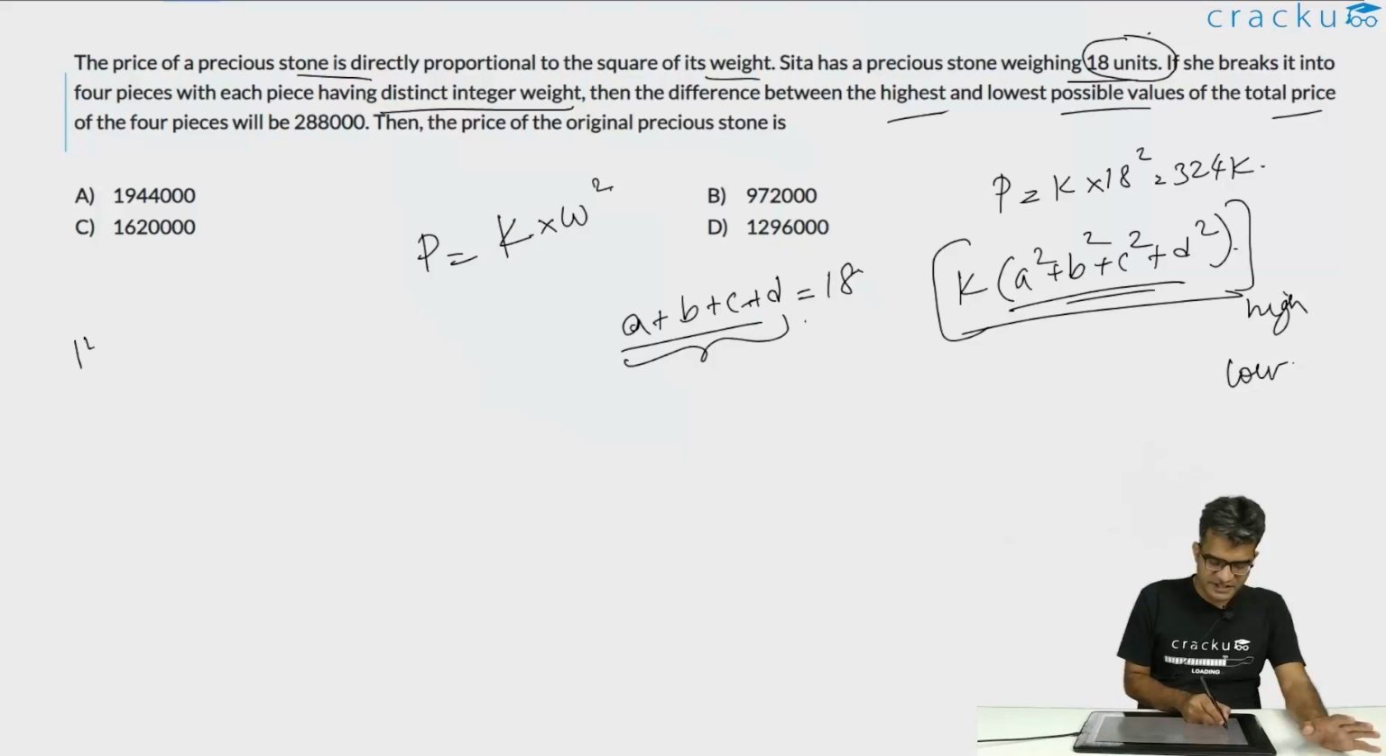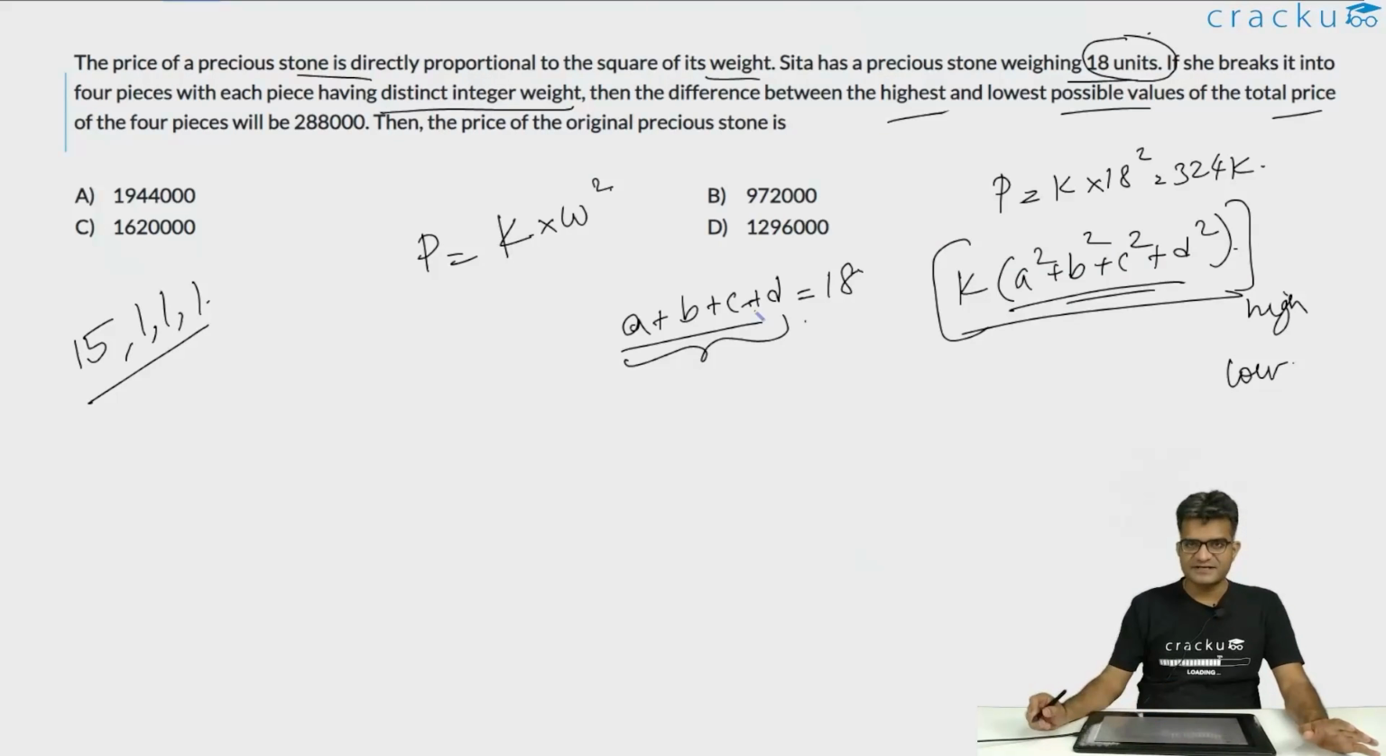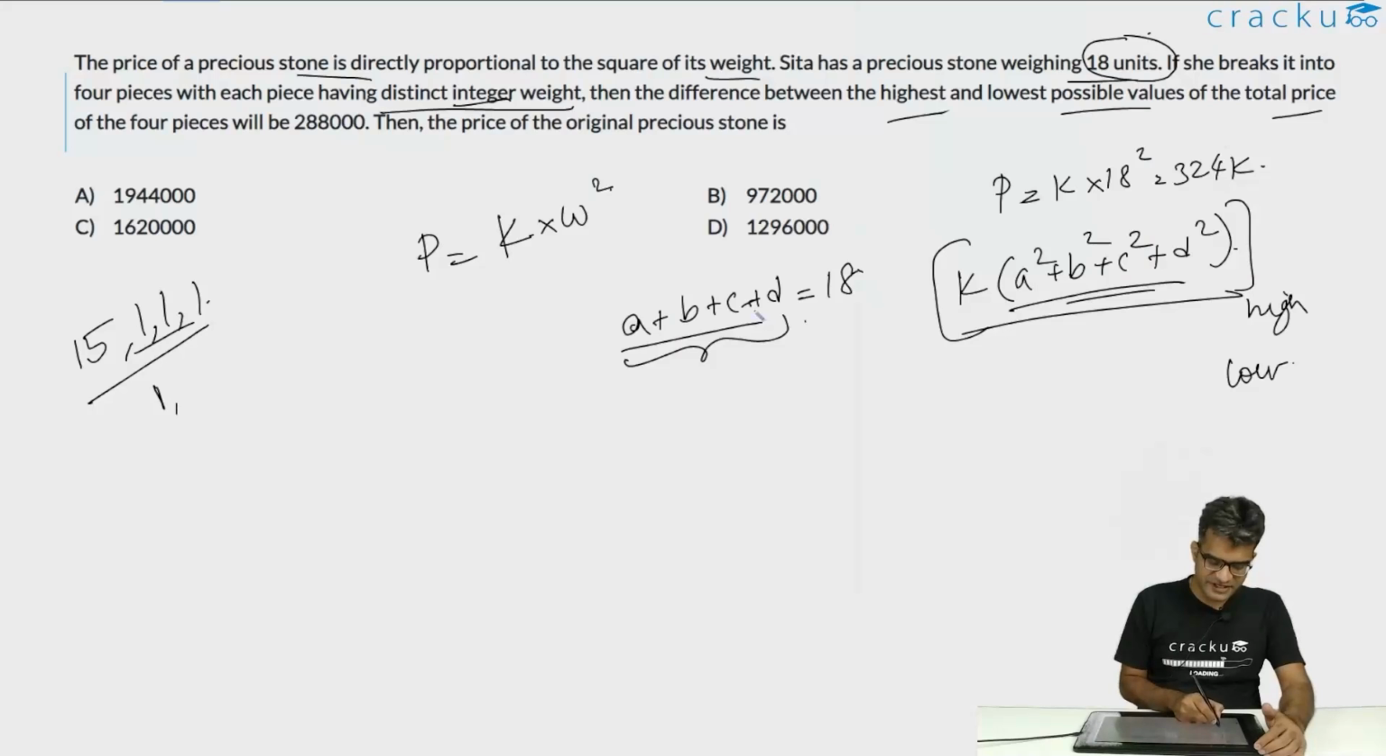So this would essentially be 15, 1, 1 and 1. But this won't exist because we are told that all of them are distinct integer weights. Here we are getting 3 ones consecutively. So to get the highest possible sum of the squares, again we will make the maximum number to be as high as possible. But the minimum 3 numbers will be 1, 2 and 3, which will total up to 6. So the fourth number has to be 12.